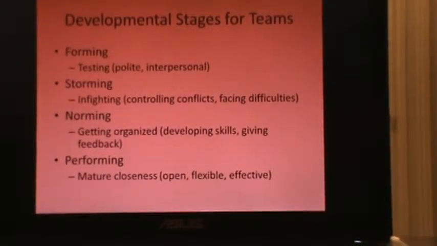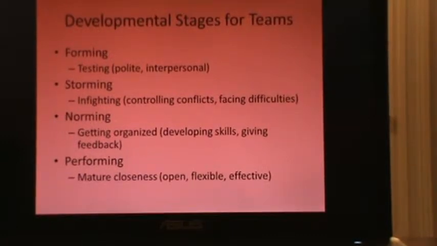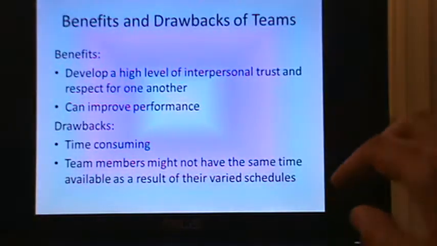Developmental stages for teams are forming, storming, norming, and performing. Forming is like testing, being polite and interpersonal. Storming is infighting, where you're controlling conflicts and facing difficulties. Norming is getting organized, developing skills and giving feedback. Performing is mature closeness, where you're open, flexible, and effective.